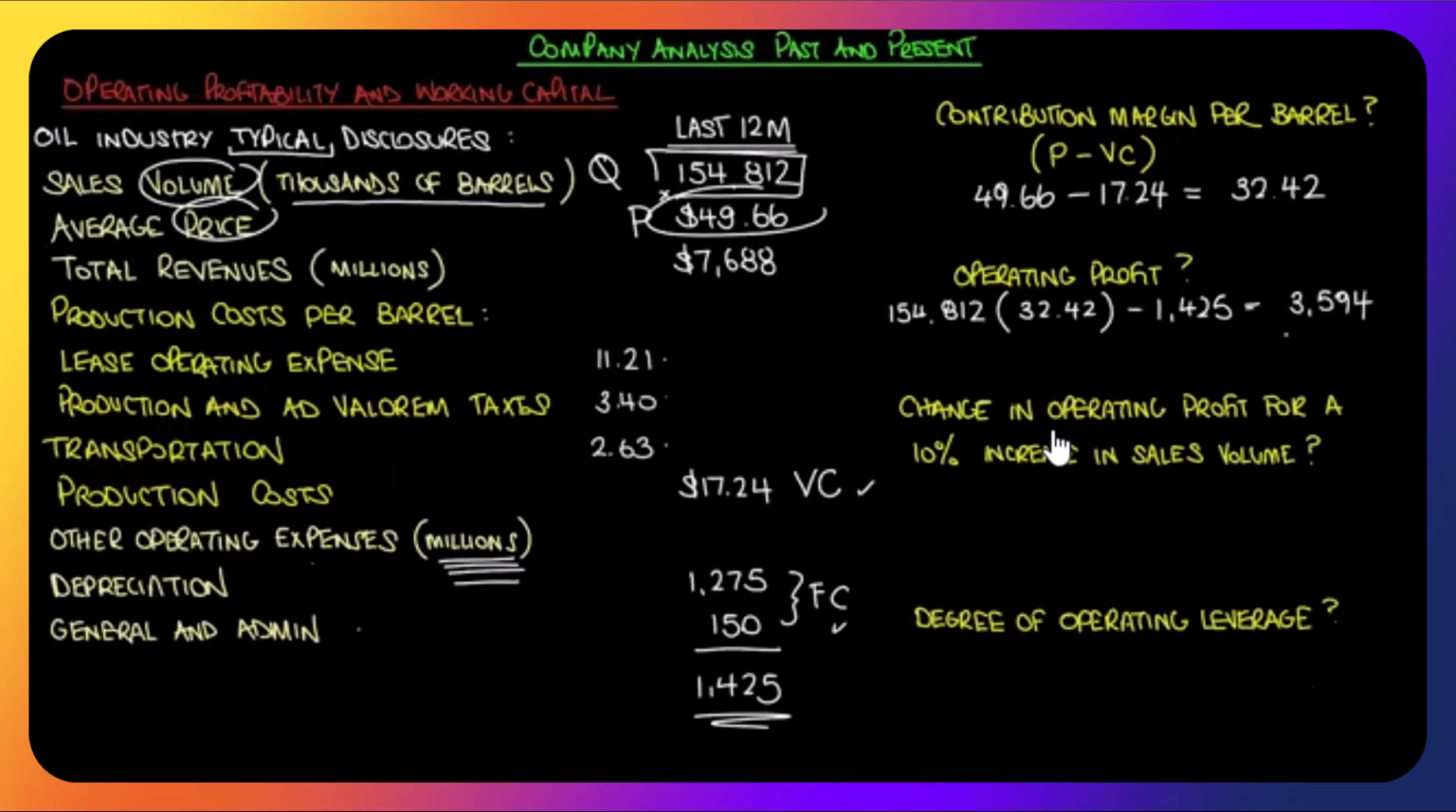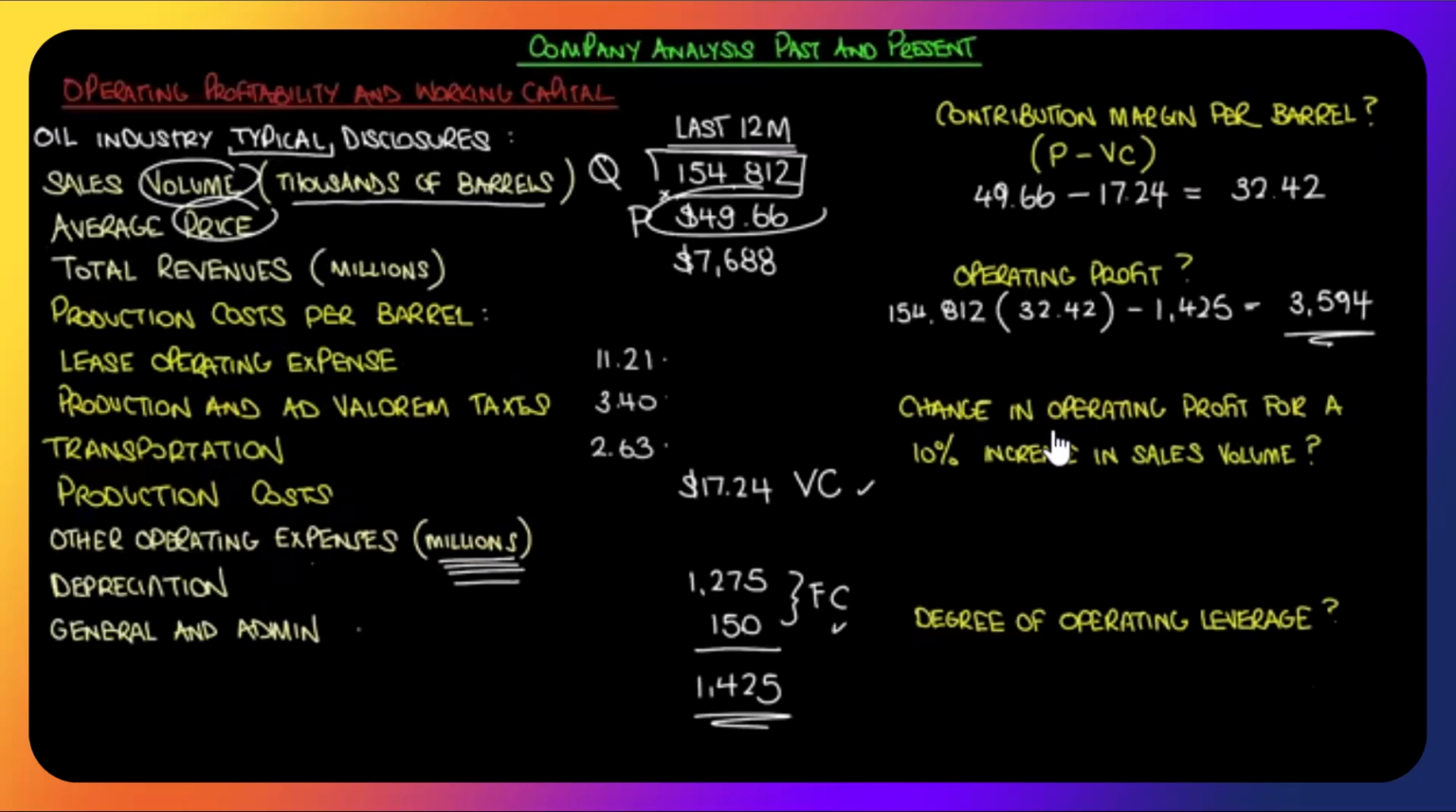3,594. What about the risk attached to that profit? It's volatility. Can we measure that by calculating the degree of operating leverage? Well, this is how I'm going to do it. Be aware you can read through the module and they'll say, oh, well, let's imagine prices change like this, volumes change like this, and we'll work out retrospectively the degree of operating leverage.